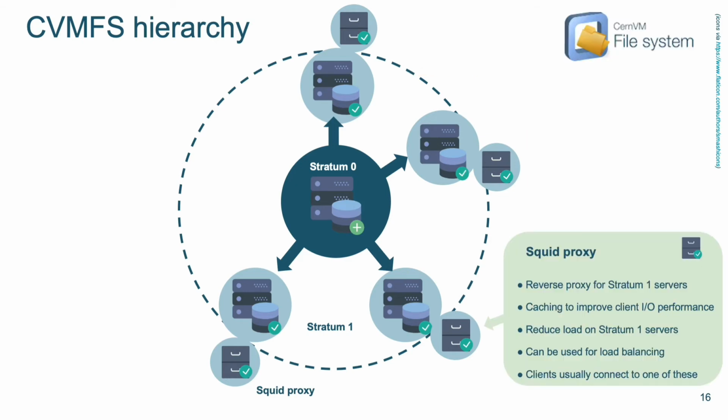The squid proxies are reverse proxies for the Stratum 1 web servers. They are there for multiple reasons. When connected to a Stratum 1, they are mostly there for security reasons. For clients, they help to improve I/O performance by doing aggressive caching. They also help to reduce the load on Stratum 1 servers, and they can be used for load balancing. Clients typically connect with the software stack through one of these squid proxies.